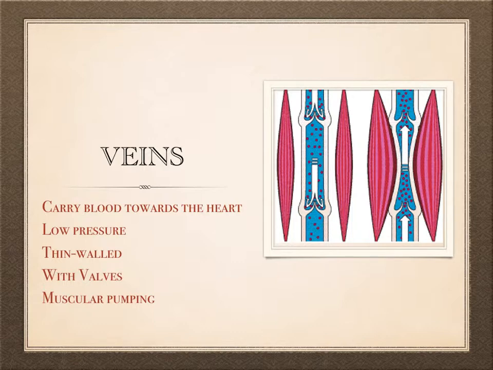Like if you're sitting in the same position for a long time, blood can start backing up into your legs. Or if you're standing in one place, it can kind of go down into your feet. And so veins have valves, and these valves prevent the backflow of blood so that blood can always be moving towards the heart. And when the muscles around the valves contract, often that will force blood towards the heart. This is called muscular pumping.